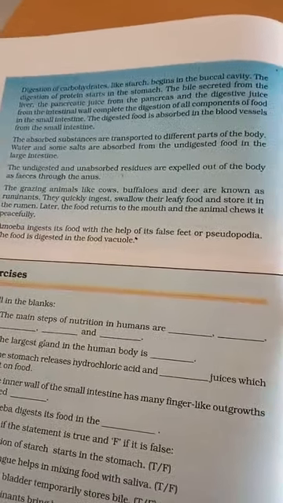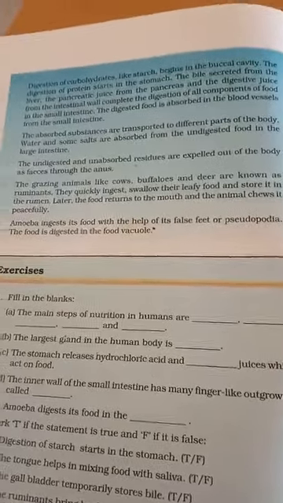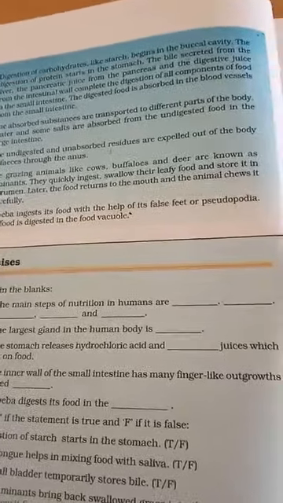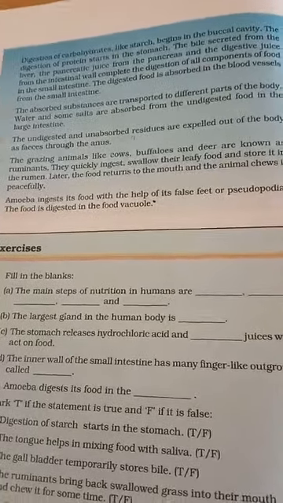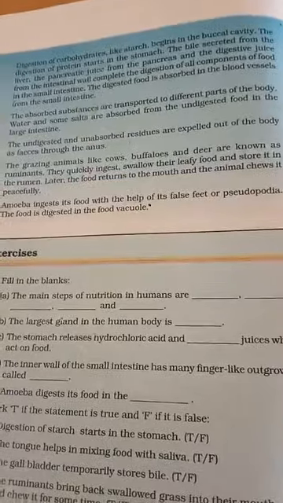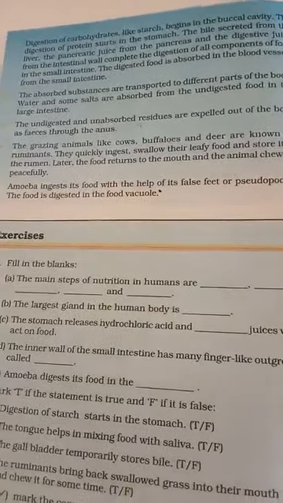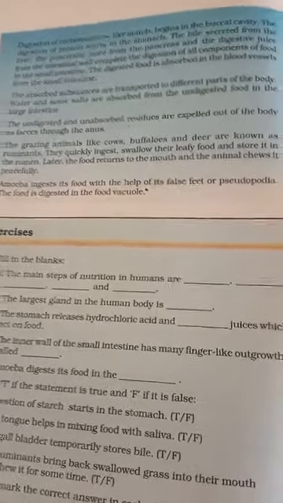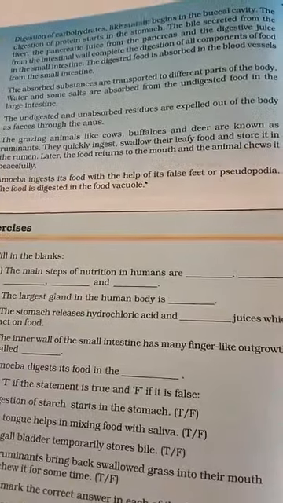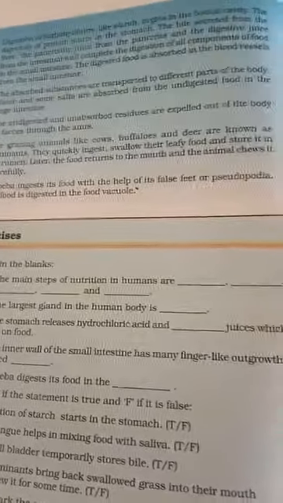The digested food is absorbed into the blood vessels from the small intestine. So now what will happen? All the nutrients mix or dissolve in the blood. The blood always transfers them from one part of the body to another part of the body. Next, the absorbed substances are transported to different parts of the body. The absorbed substances mean the nutrients.